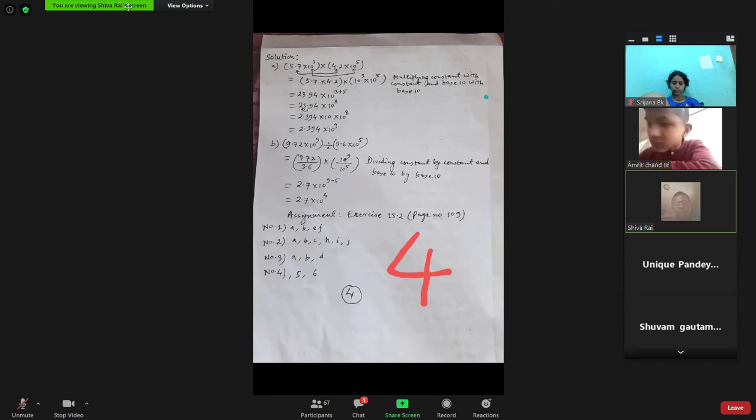But here 23 is more than 10, so make it less than 10. How to make it less than 10? Shifting the decimal in between 2 and 3. Here is 23, which is more than 10. Actually 23.94 is more than 10. Make it less than 10. How? Shift the decimal left, one place left.